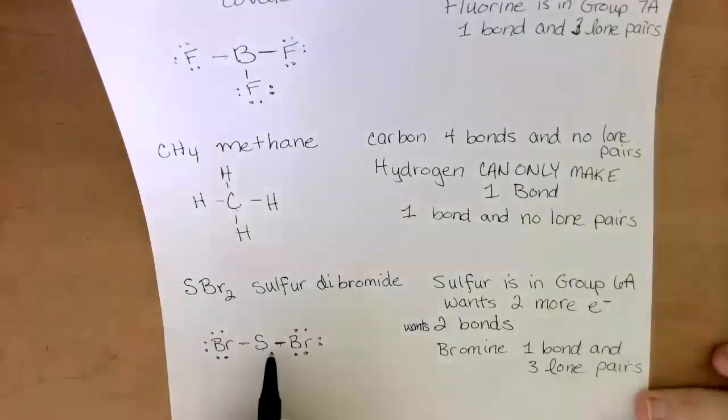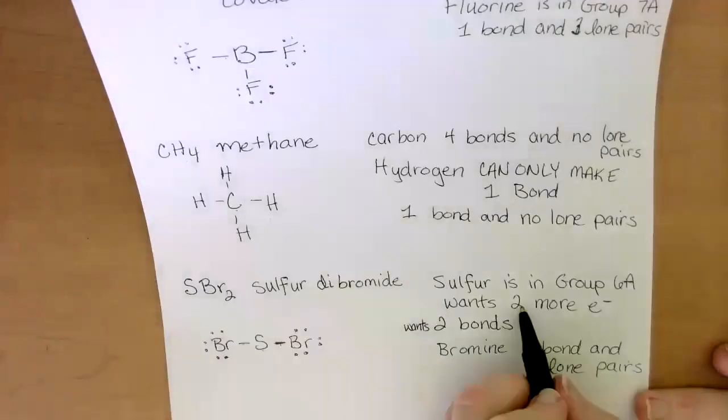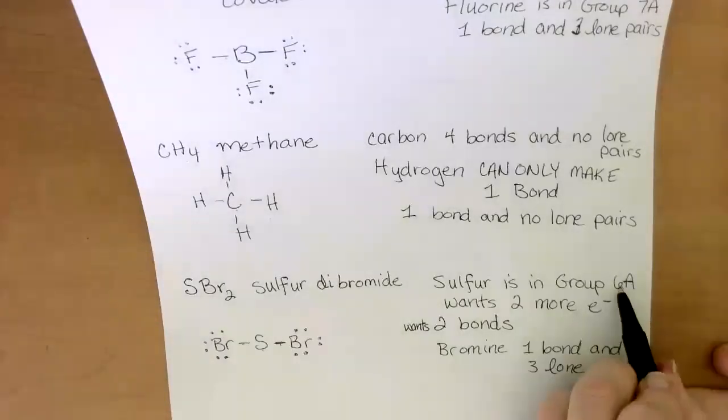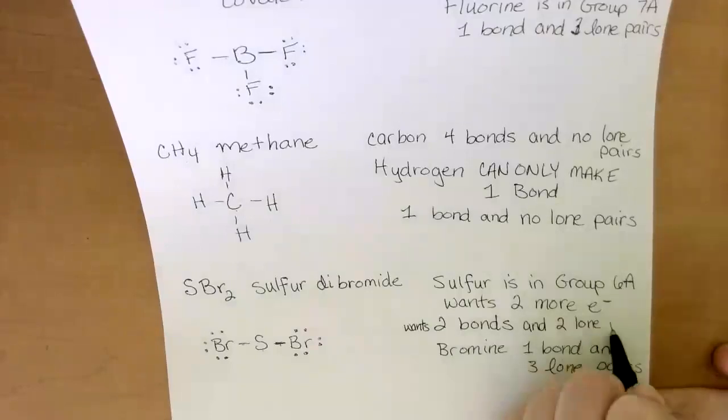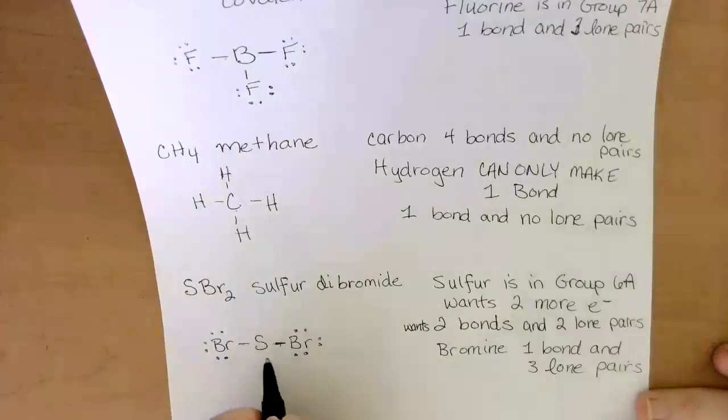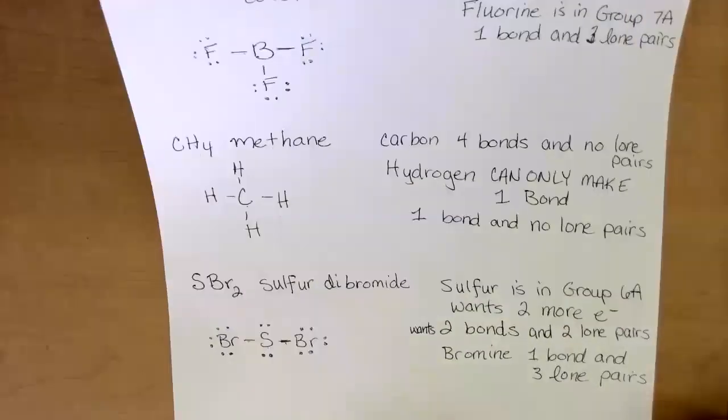The sulfur atom, he wants 2 more. He had 6 valence electrons to start with. So just like oxygen, he wants 2 bonds and 2 lone pairs. The 2 bonds account for 2 electrons, and now I fill in electrons 3, 4, 5, and 6. This Lewis structure is now complete.